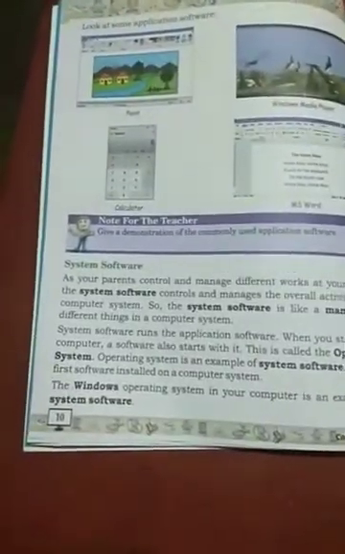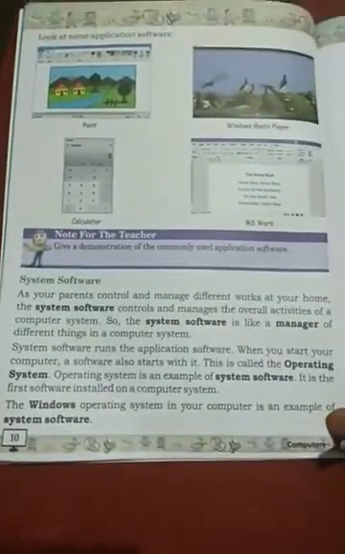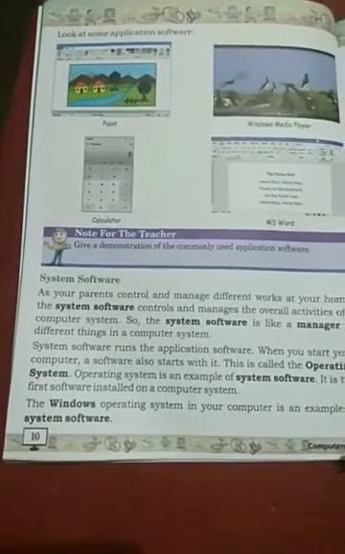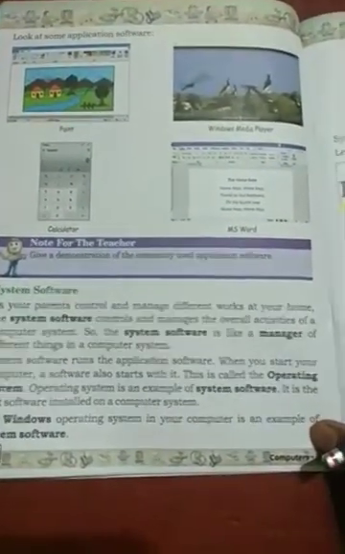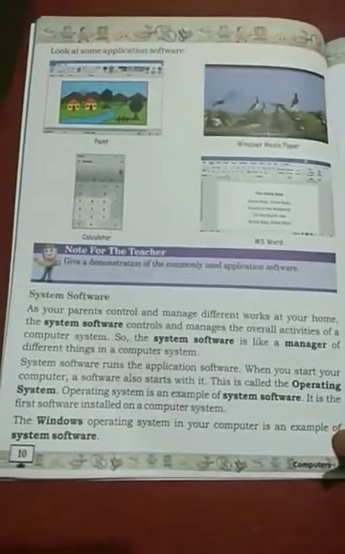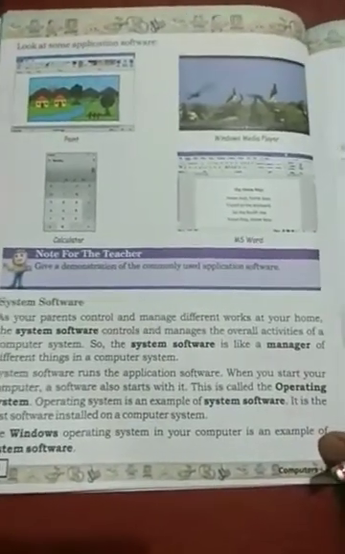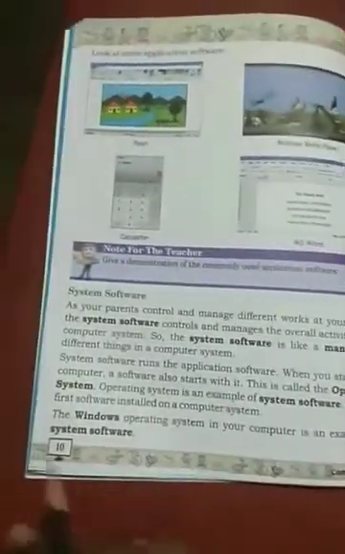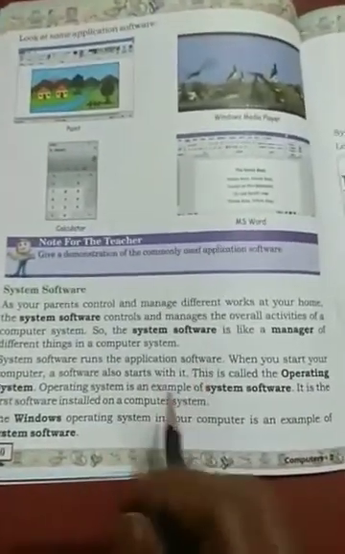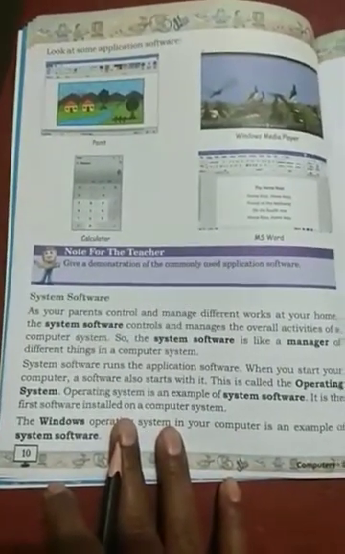And last is system software. It is the main part of our computer system. As your parents control and manage different work at your home, the system software controls them and manages the overall activities of a computer system. So the system software is like a manager of different things in a computer system.